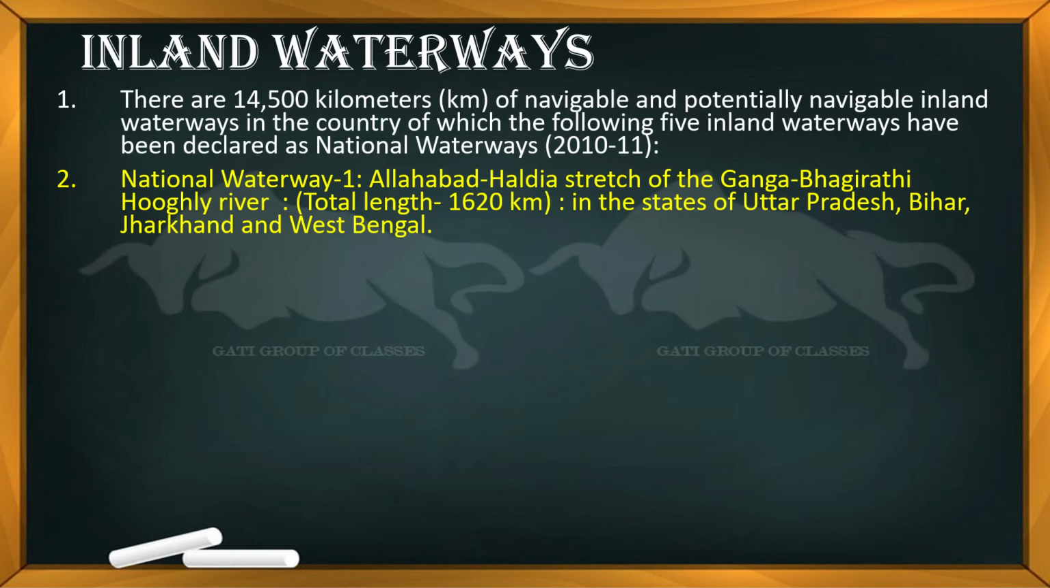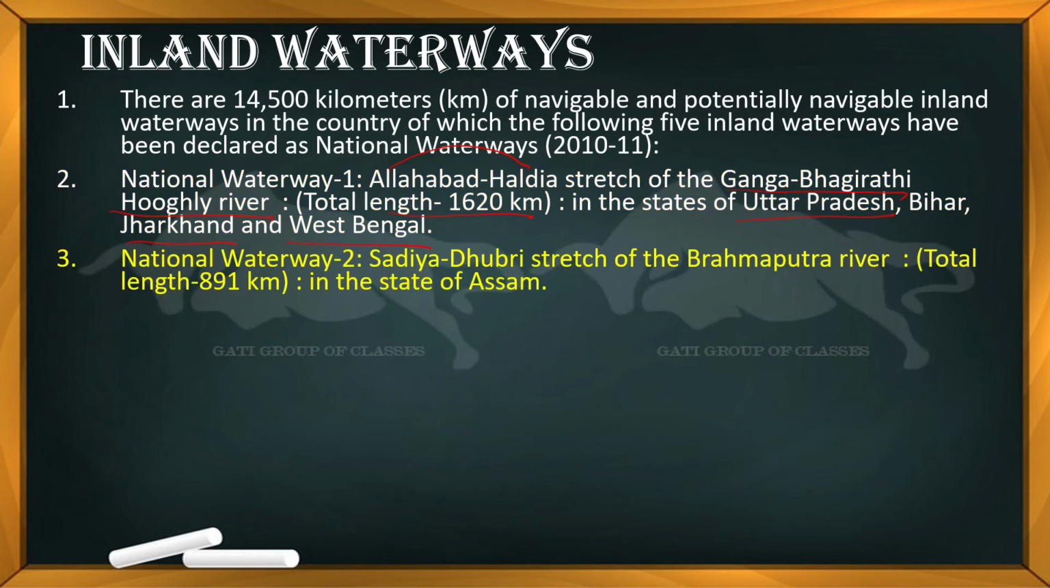That is the Allahabad to Haldia stretch, from Allahabad to Haldia, that is on the Ganga, Bhagirathi and Hooghly rivers, and the total length of this waterway is 1620 kilometers, and it runs through the states of Uttar Pradesh, Bihar, Jharkhand and West Bengal. So let's see the next one, that is National Waterway 2. This is from Sadia to Dhubri, and that is on the Brahmaputra river. Total length is 891 kilometers and it is situated in the state of Assam.